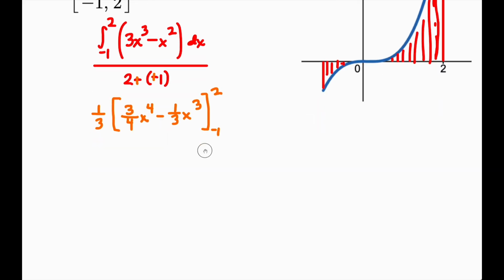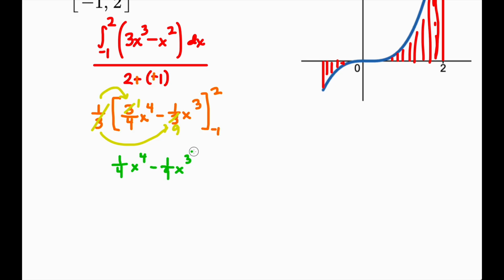Okay. From here, I'm going to distribute the 1/3 to this, so that's just going to cancel out and be a 1. And then I'm going to distribute it right here, and that's just going to be a 1/9. All right, so you're going to have 1/4 x to the 4th. I'm just going to rewrite this really quick so it's easier to see. So 1/4 x to the 4th minus 1/9 x cubed. So you have something like that.